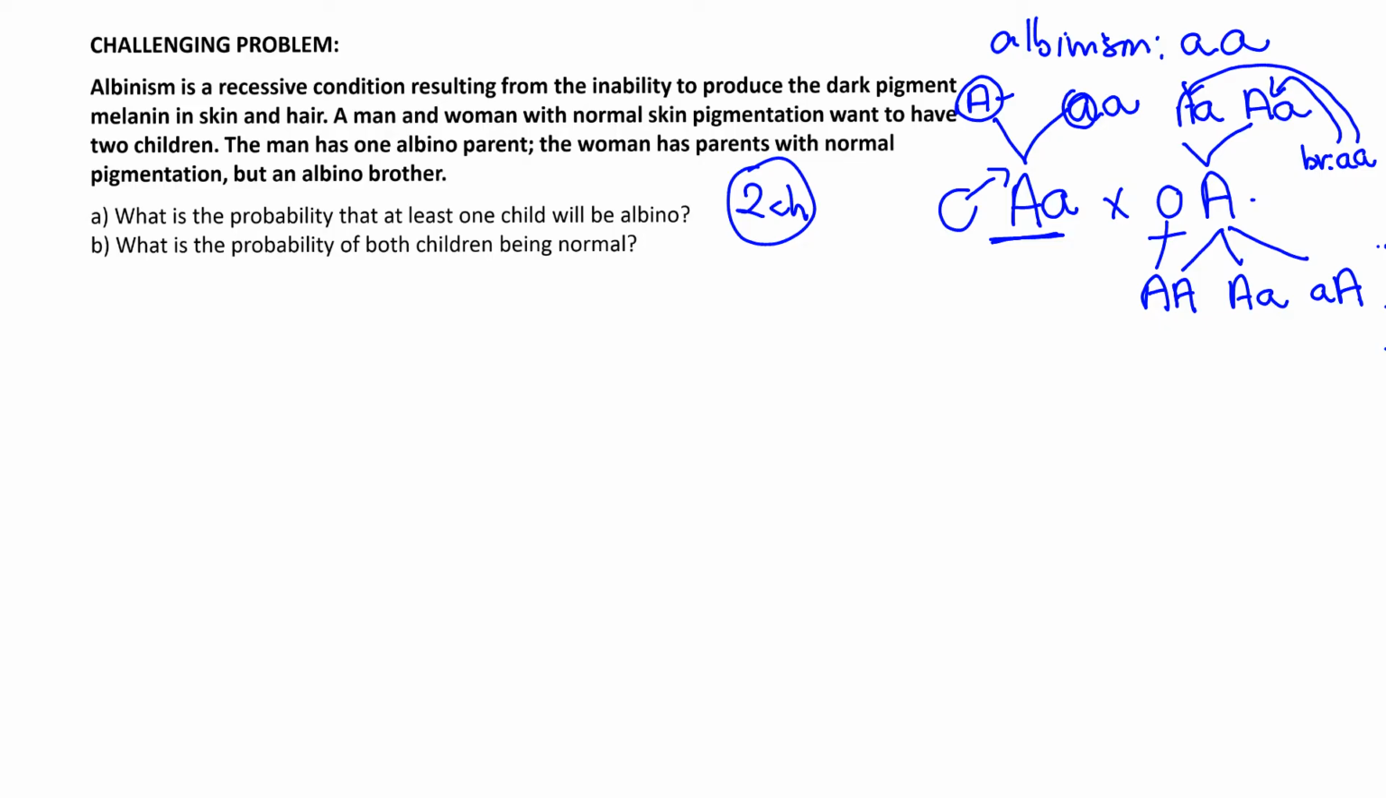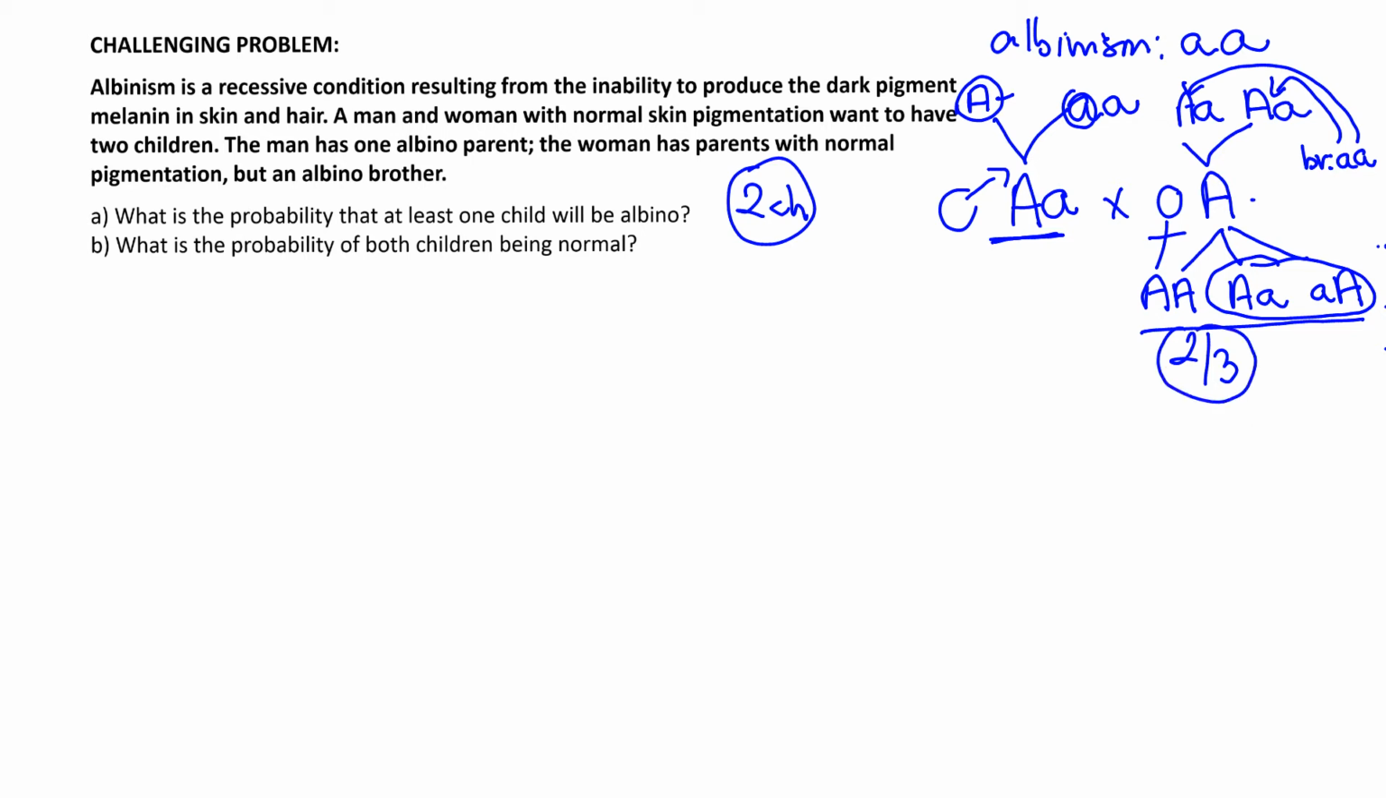Now, let's read the question. What is the probability that at least one child of this couple will be albino? If you look at the female's genotypes, under which condition can she give birth to an albino child? Only if she was heterozygous. If her genotype was homozygous dominant, all the children will have normal pigmentation. So what is the probability that she will be heterozygous? It's 2/3, and we have to consider this probability.